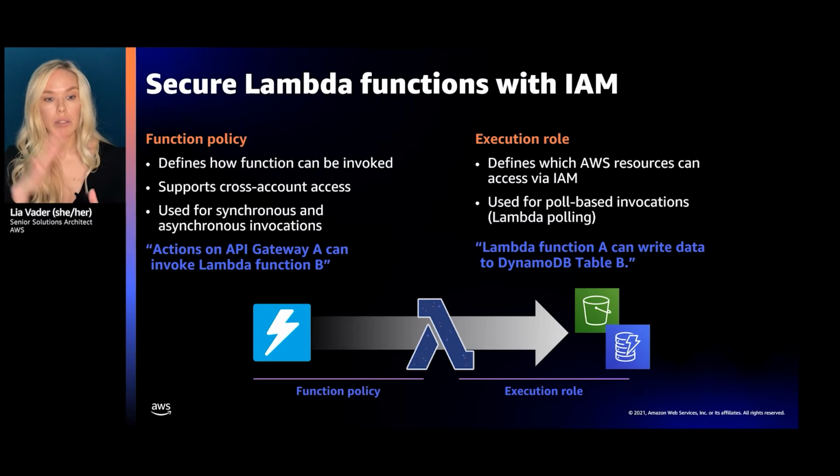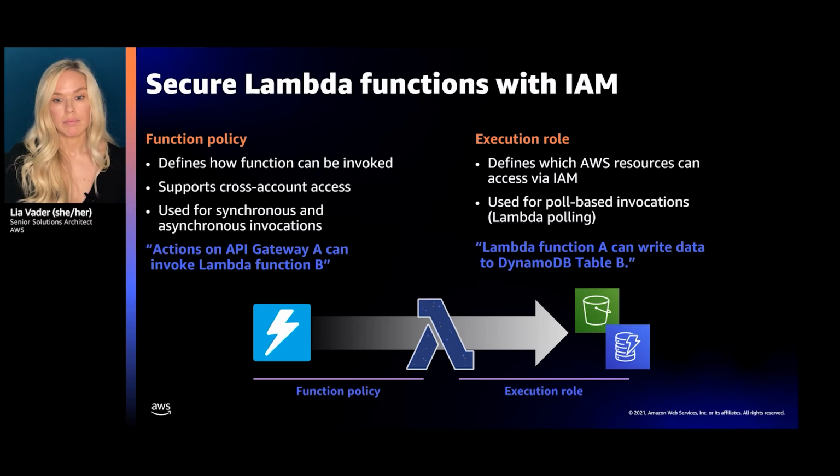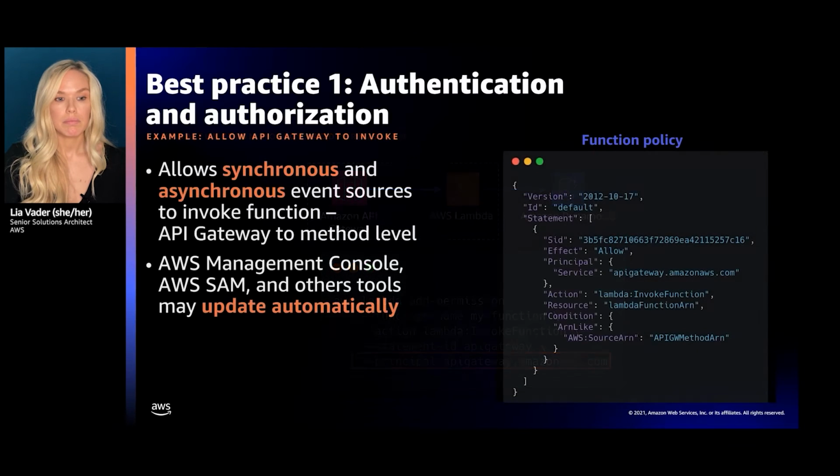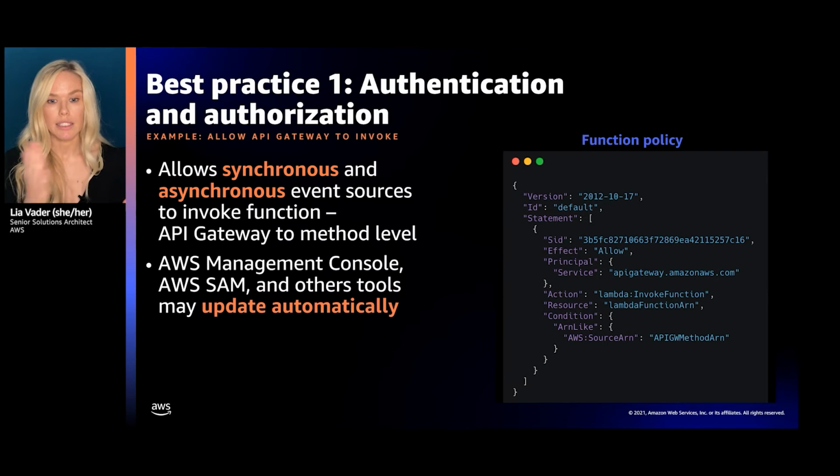On the right-hand side, we have our execution role. This is the role that the Lambda service assumes, and you'll have a policy attached, and it determines what your Lambda function can do. And in our case, it needs to write to DynamoDB. To create that policy, you can simply call an API called add_permission. You specify the function name, the action, which would be invoke, and the principal, which in our case is API Gateway. And then it creates a function policy like this.